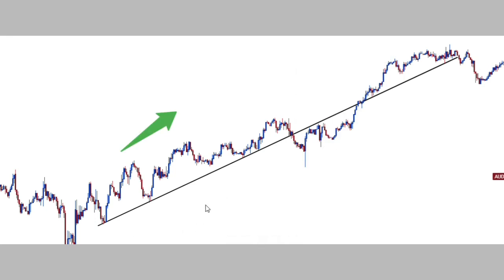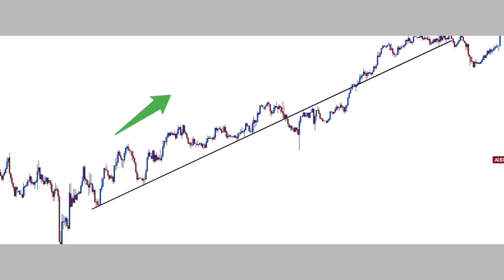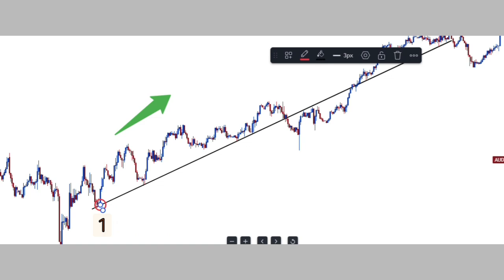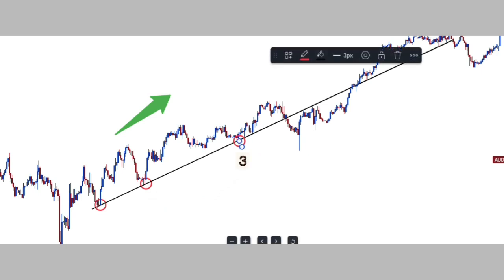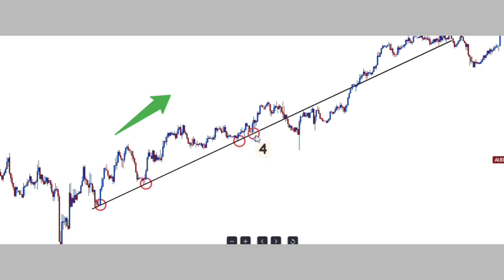But as you can see here, there is the first touch here. It's a very strong trend line. Second touch over there. Okay, we have another touch over there, several touches here actually. And we have another touch over there. We have about 4 significant touches. So this is a very strong trend line.